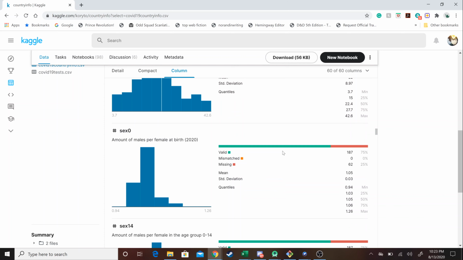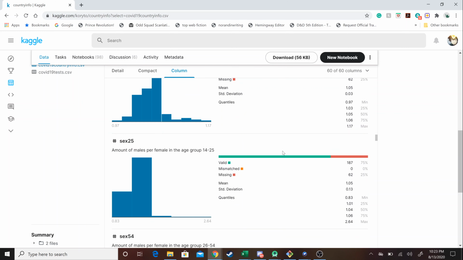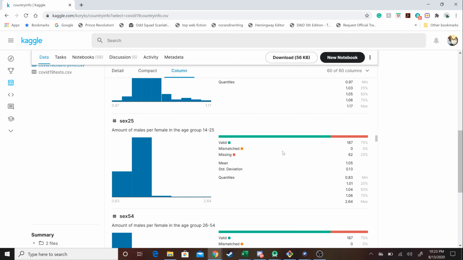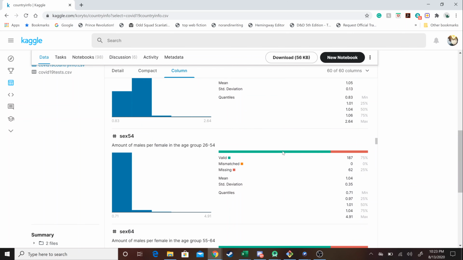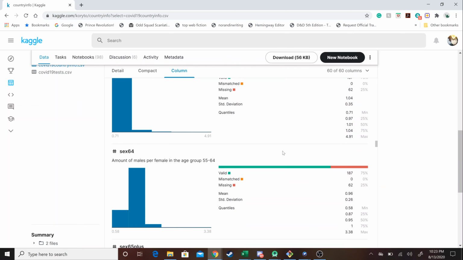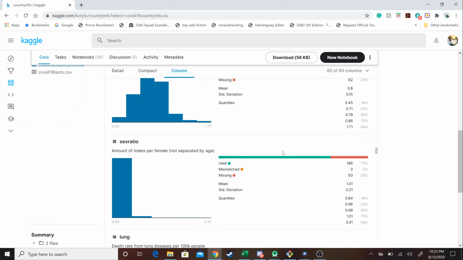The amount of males per female at birth as of 2020. The amount of males per female between the ages of 0 and 14. The amount of males per female in the age group of 14 to 25. So this helps show if there's anything to do with sexes or age. Same thing for the age group of 26 to 54 and 55 to 64 and 65 up. Just literally the amount of males per female.